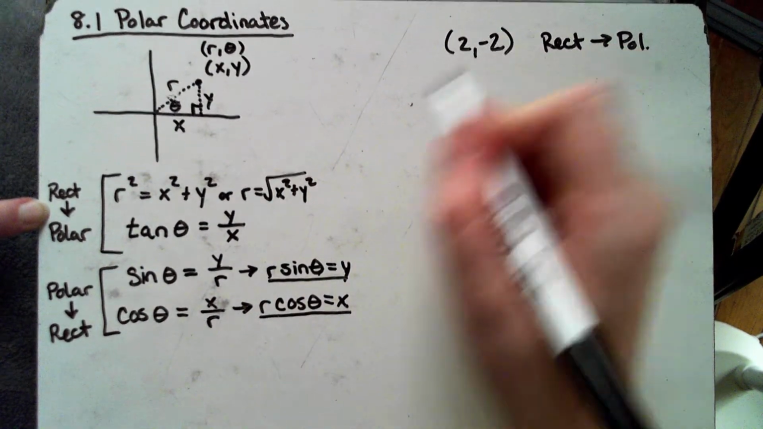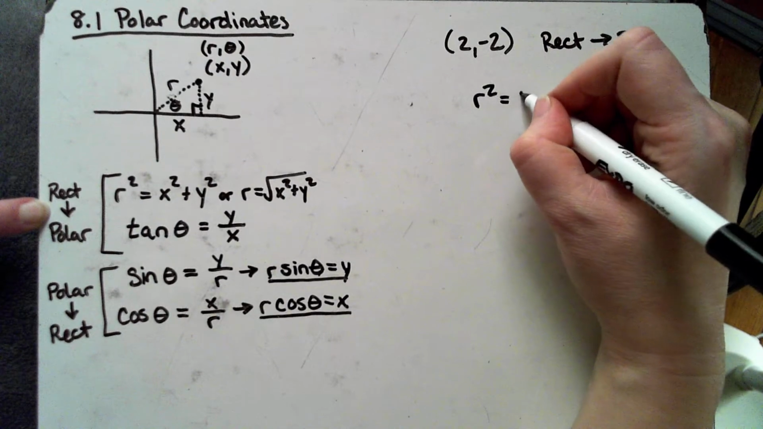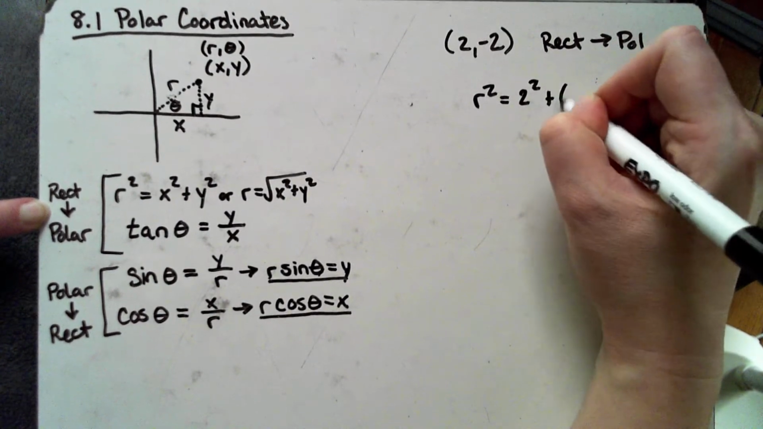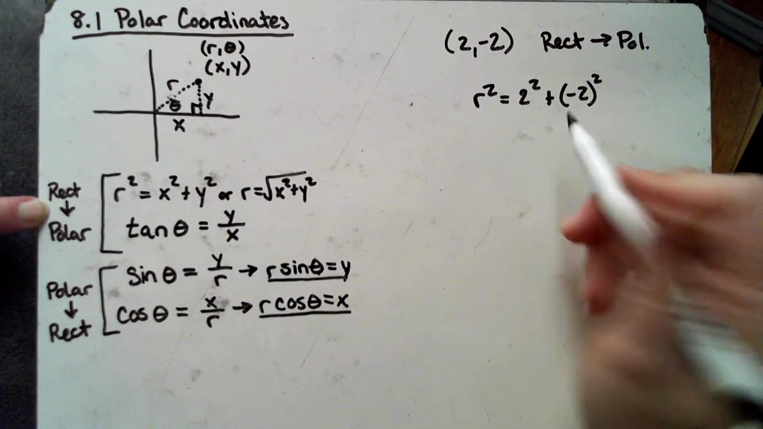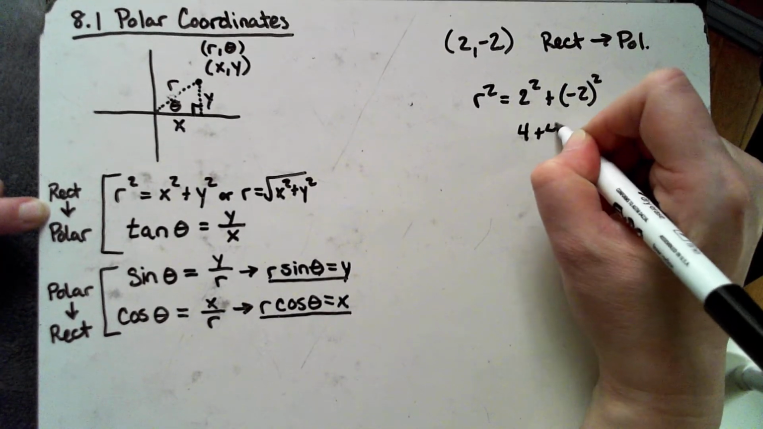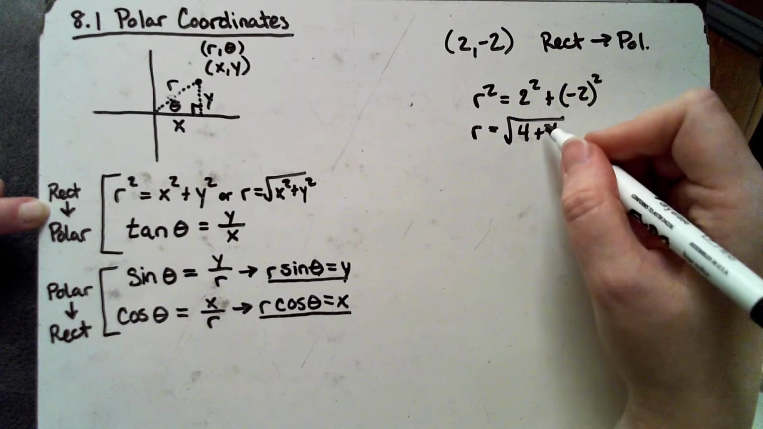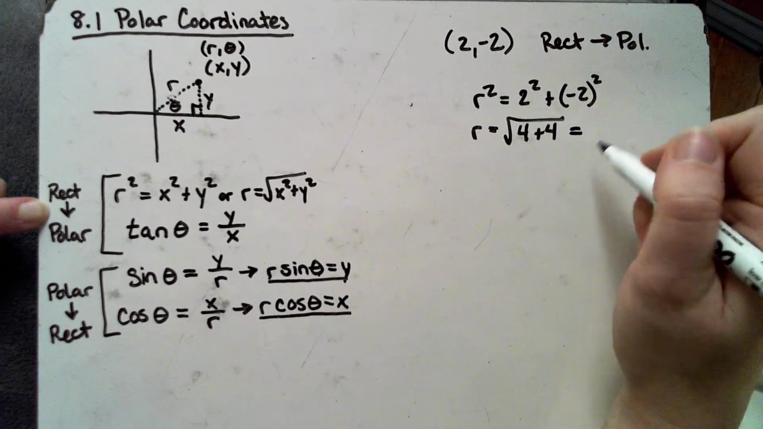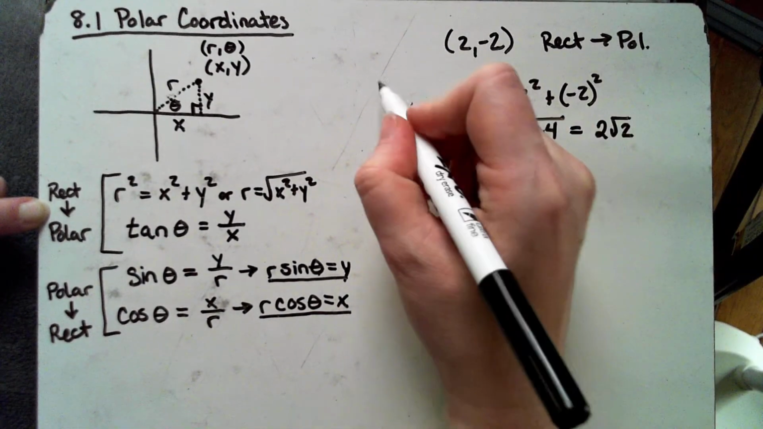So I'm going to do r squared equals x squared, so 2 squared, plus y squared, negative 2 squared. Now I just need to solve this for r. This is going to be 4 plus 4, and the square root of that. So 4 plus 4 is 8. So r is the square root of 8, which is 2 times the square root of 2. And I just simplified that.